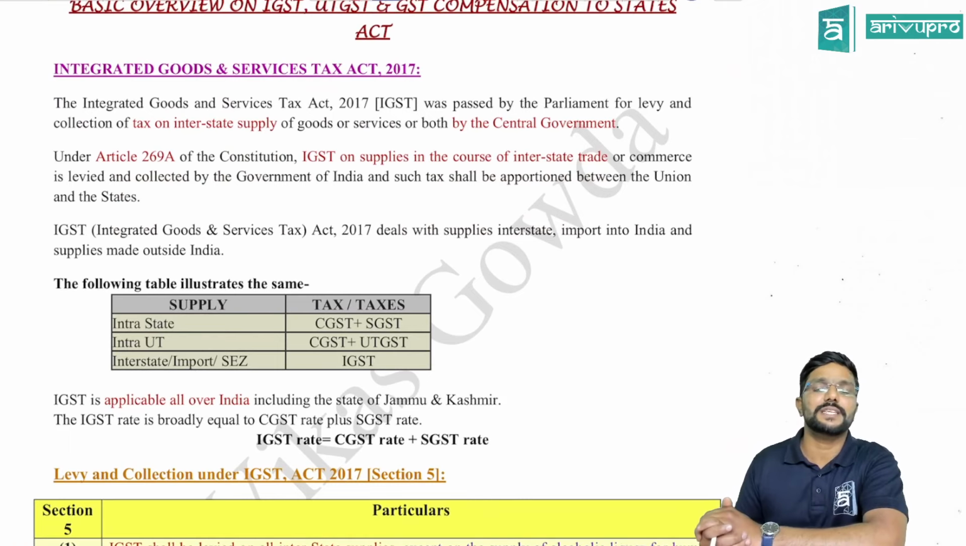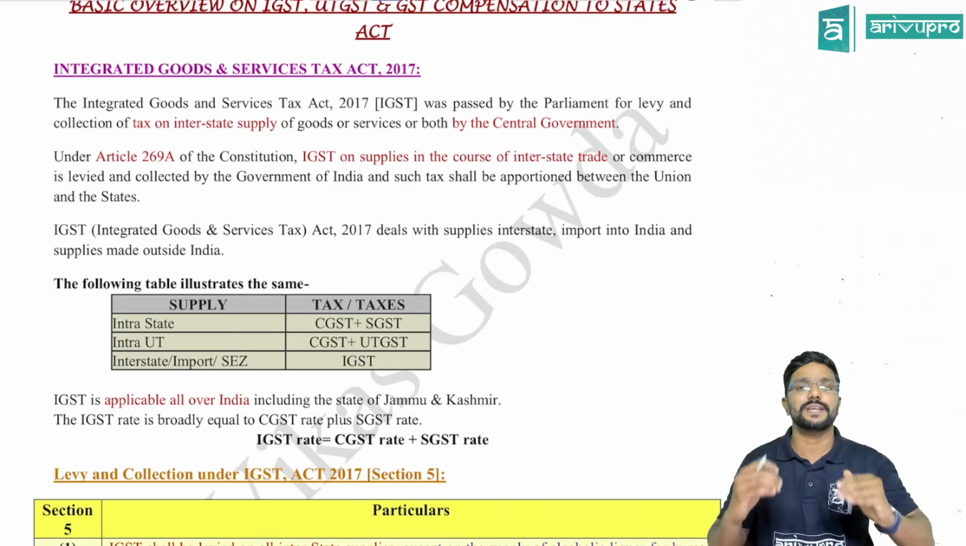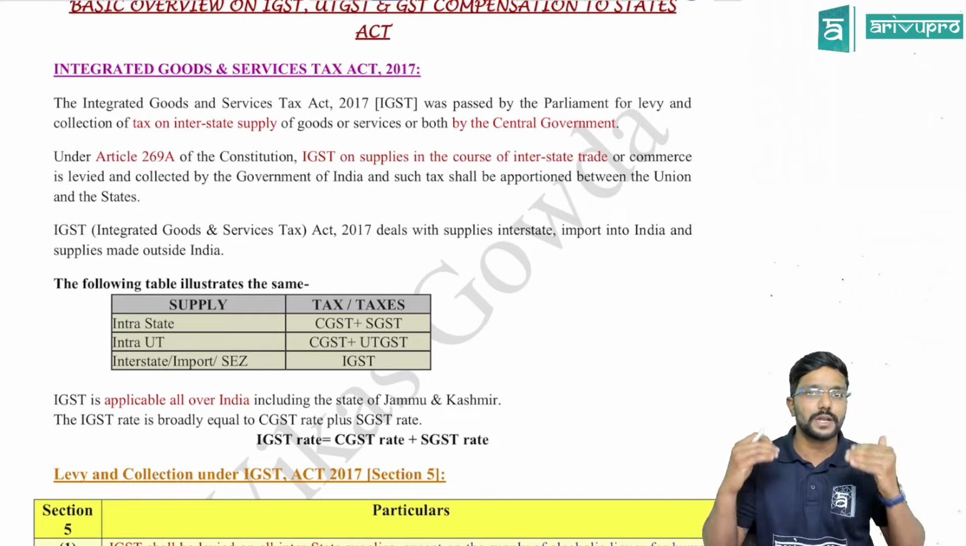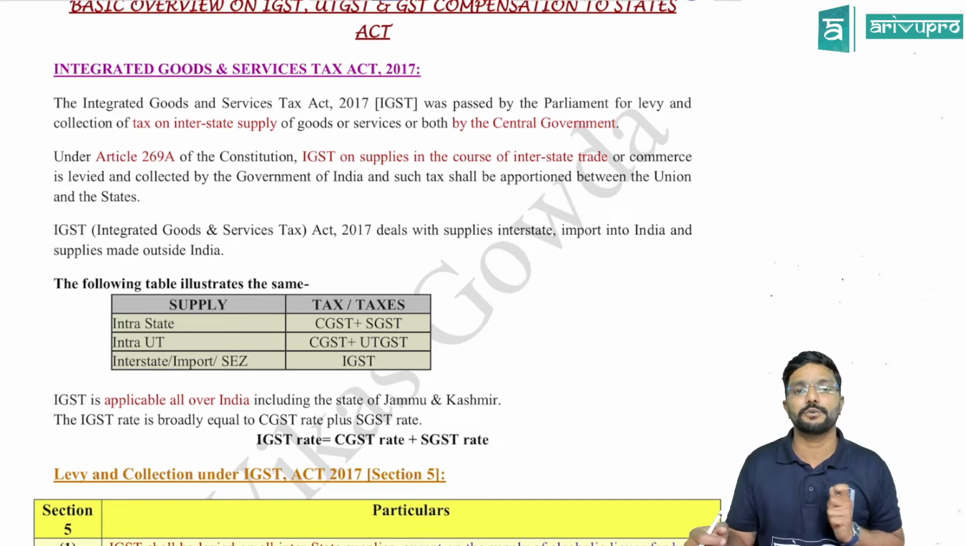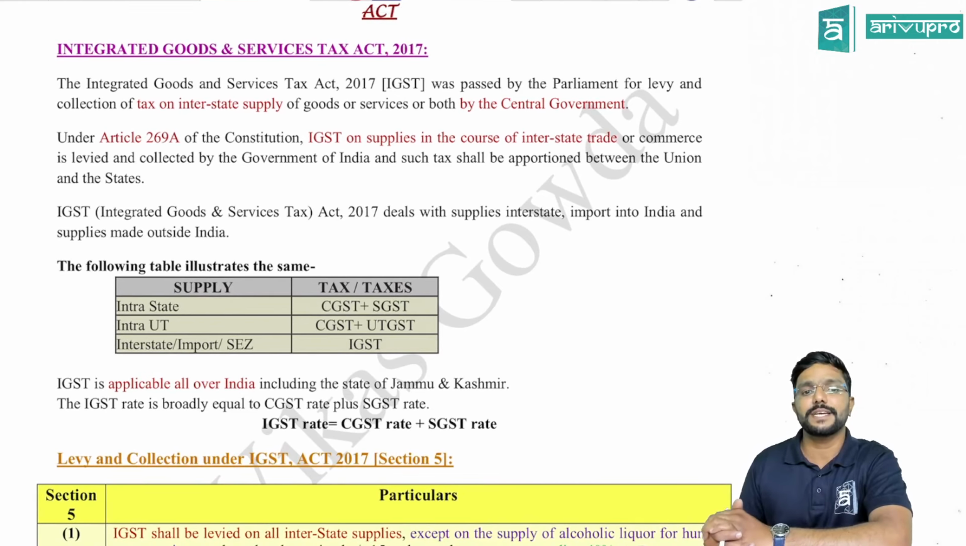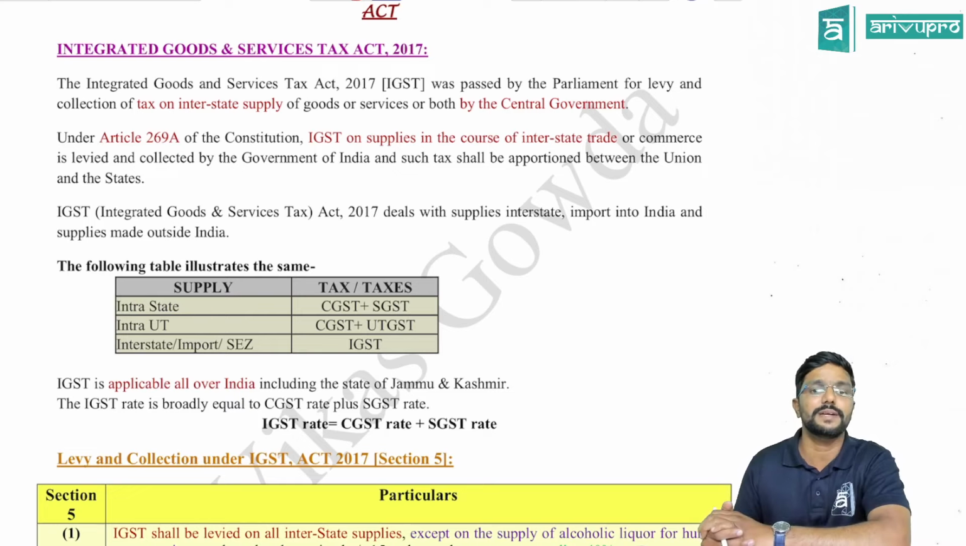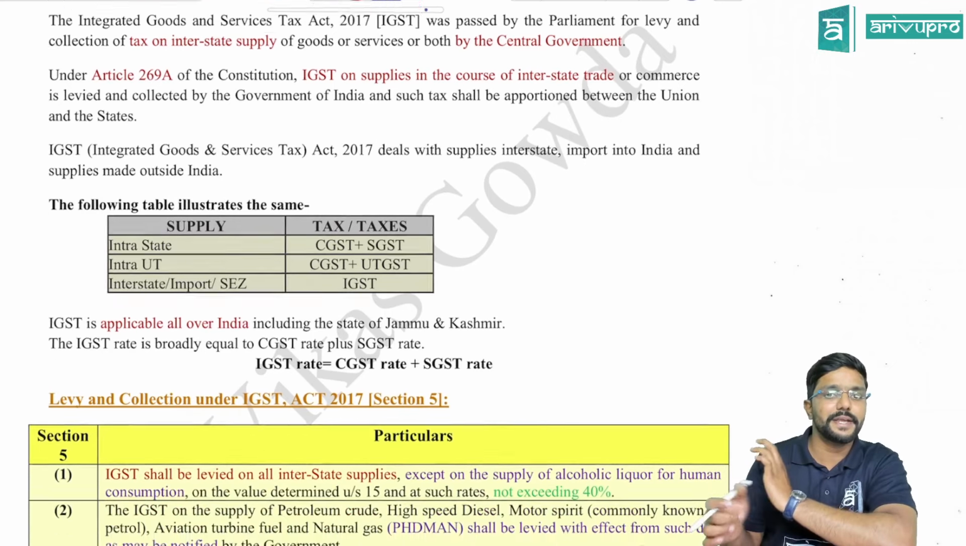The IGST Act was passed by the central government, or Parliament, or Union government, for levy and collection of IGST on interstate supply. That is, whenever the supply is made outside the state or outside the union territory, IGST would be levied by the central government. Under Article 269A of the Constitution, IGST on supplies in the course of interstate trade or commerce is levied and collected by the Government of India, that is nothing but the central government, and such tax shall be apportioned between the central government and the destination state, or it will be divided equally between them.